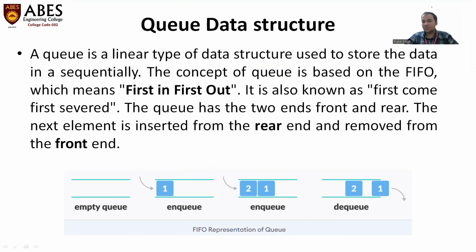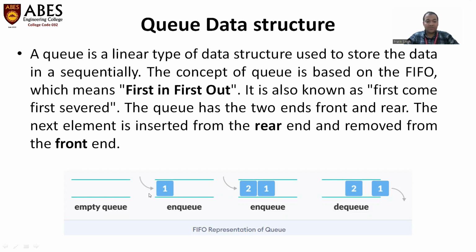The concept of queue is based on first in, first out. That is, who comes first is served first. The queue has two open ends. One is called front and the other is called rear. Insertion is done from the rear and removal from the front end.